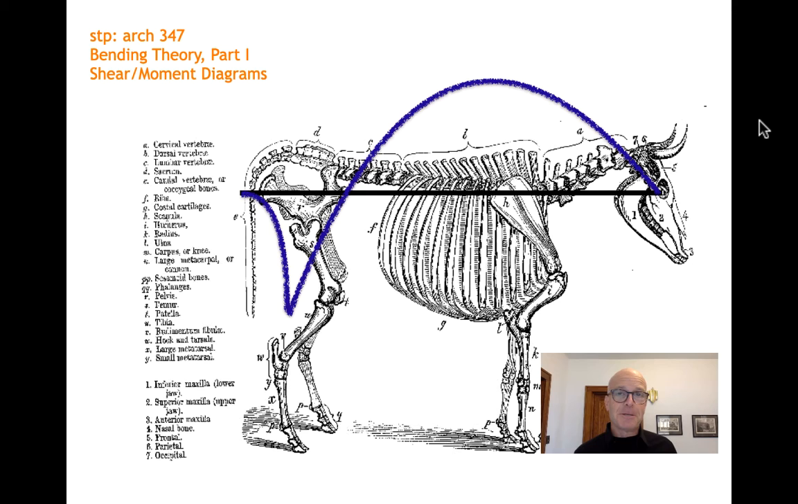This diagram in particular starts to look a little architectural. We'll talk about why that is, and we'll talk about the relationship between the moment diagram and the form of the beam.